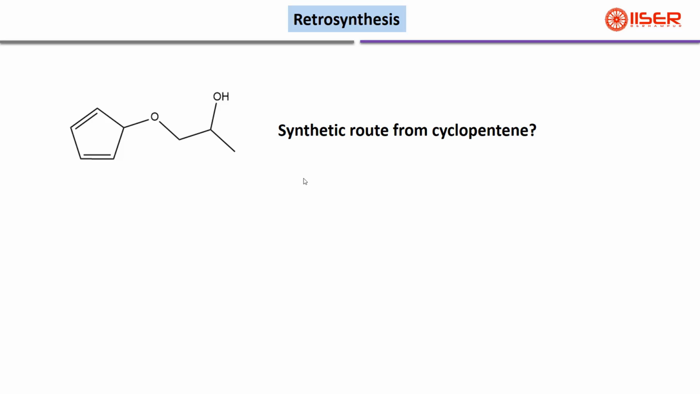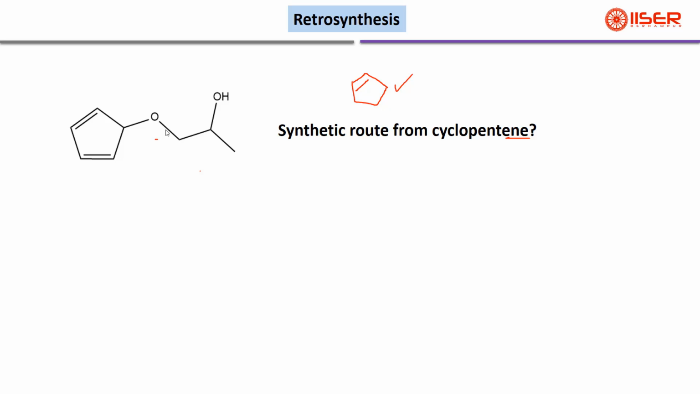What will be the synthetic route starting from cyclopentene? So you have to start from cyclopentene. What is cyclopentene? Cyclopentane is this one. This is called cyclopentane, and cyclopentene means there is a double bond. So this is called cyclopentene. So you have to go in such a way that you can use this one as a starting material. So let's try to draw the retrosynthesis first.